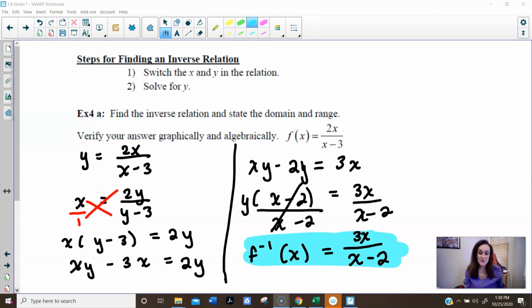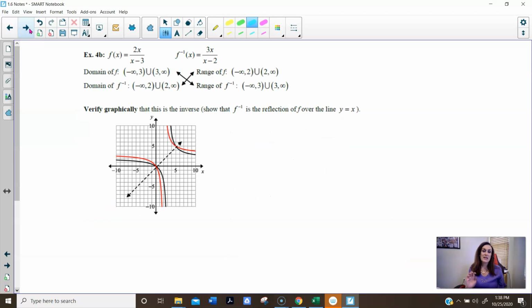Now what we're going to do is explore the domain and range of this original function, f of x, and the domain and range of the inverse function. So let's go to the next page. The domain of function f is going to be negative infinity to 3 and 3 to infinity. And what you need to note, if you were to graph this on the graphing calculator, this is what the function and the inverse function look like. The red is the inverse function.